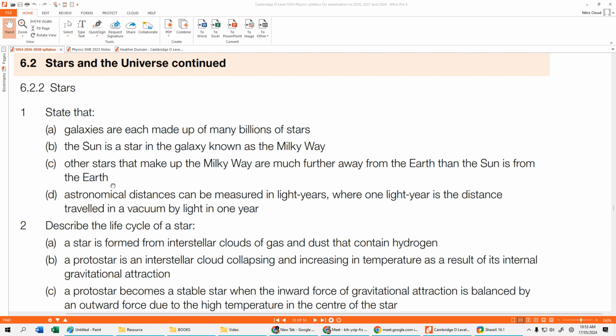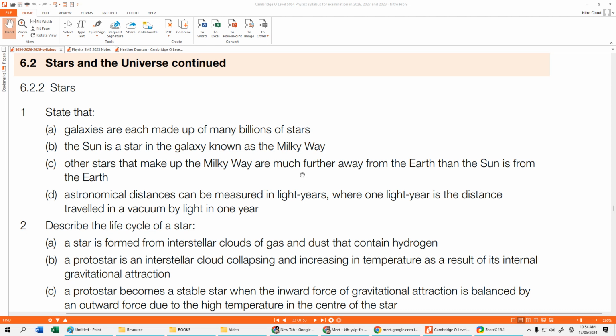Astronomical distances can be measured in light years, where 1 light year is the distance traveled in a vacuum by light in 1 year. Closest star to us is the sun.